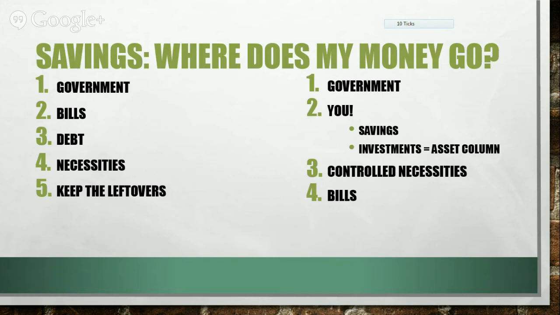You pay the government, you pay yourself, you control your necessities, then you start paying your bills, and then you start paying debt. Then any leftover, any positive cash flow that you might have, you might just leave in your bank account. You might want to reallocate some of that into your savings and pay yourself even more. You might want to spend a little bit more on paying some debt. That's a good problem to have. When you have a lot of money left over, that's a good problem to have.